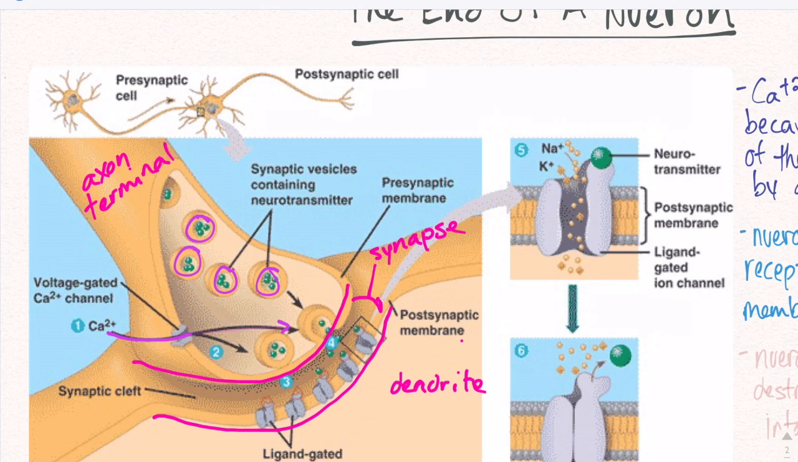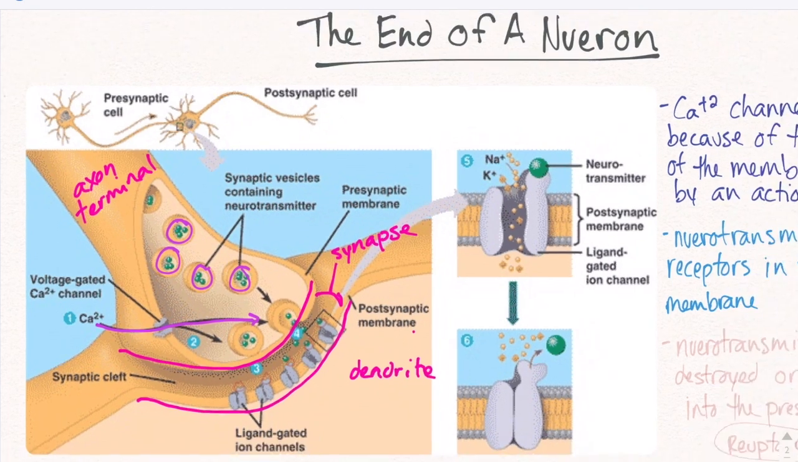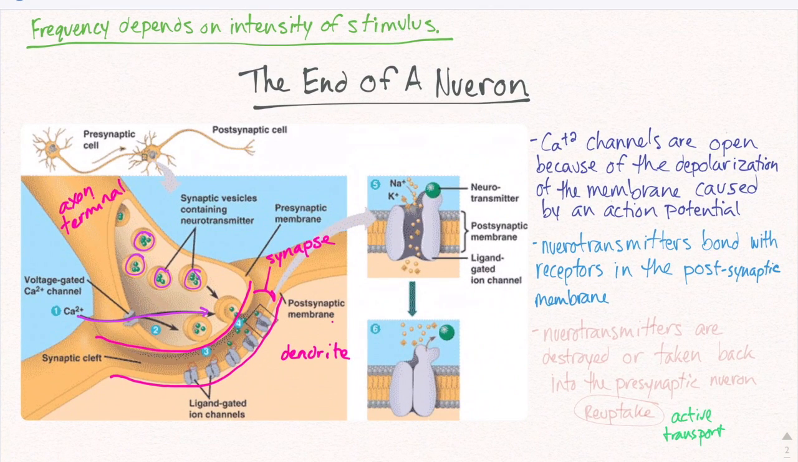And here we have calcium entering the end of the axon terminal through a voltage-gated channel. The entrance of the calcium ions through the gated channels stimulates vesicles to fuse with the presynaptic membrane, releasing the neurotransmitters into the synapse. These calcium channels are open because of the depolarization of the membrane caused by the traveling action potentials. There are receptors located on the postsynaptic membrane.